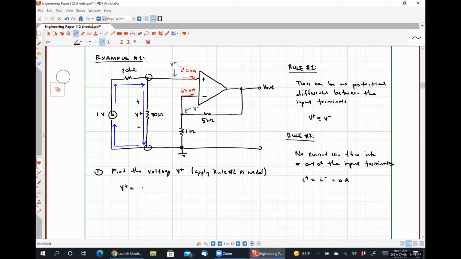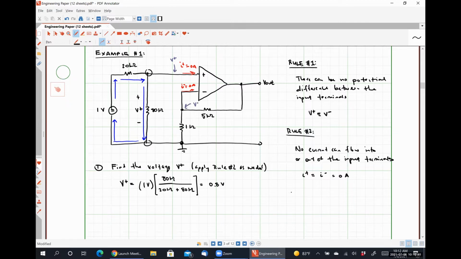So this is a perfect time to apply voltage division. Using the voltage division method, we would have 1 volt multiplied by 80 kilo ohms over 20 kilo ohms plus 80 kilo ohms, which should be 0.8 volts. So that's voltage division.